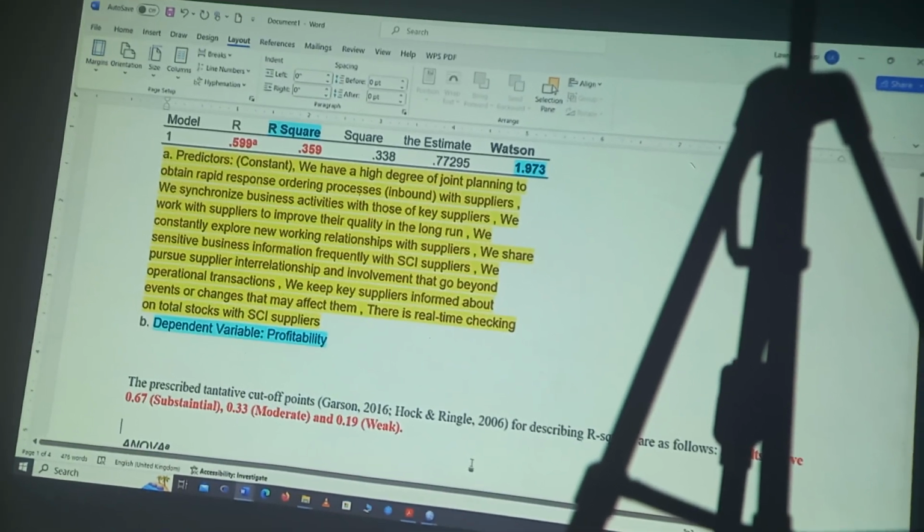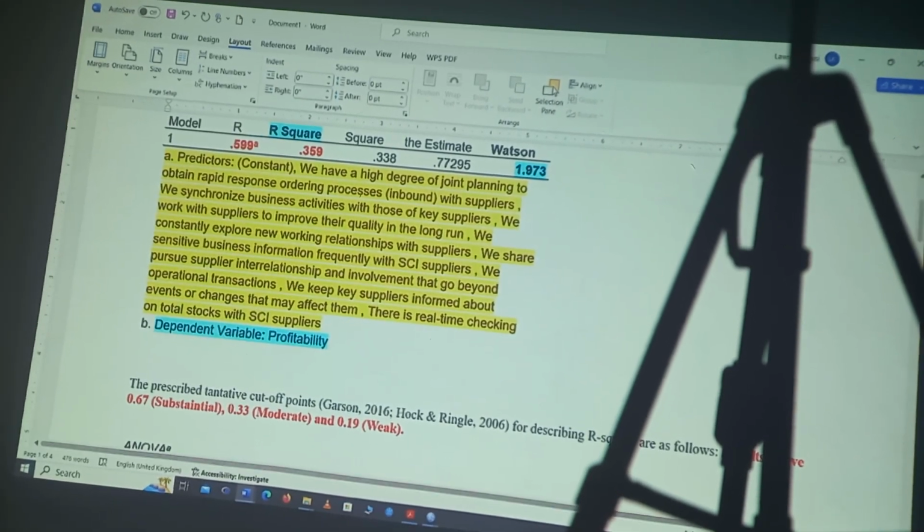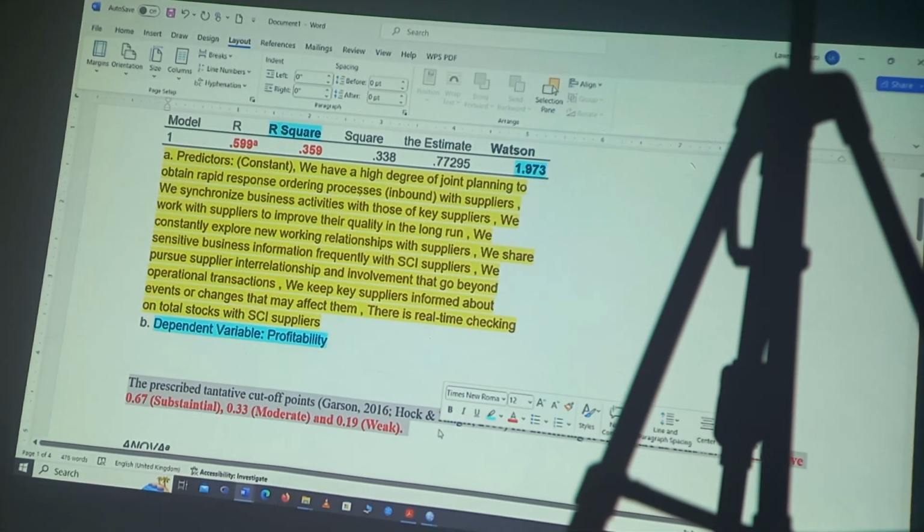Just stick with the 16. So what is the adjusted R squared?